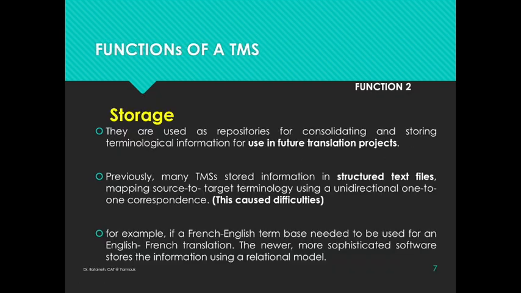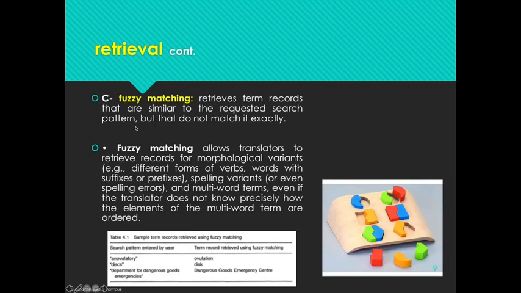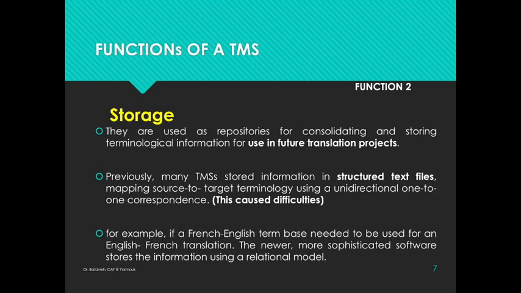As we mentioned in the definition of TMS, there are three main functions of a TMS. The first one is to store information. The second one is to retrieve information, and the last one is to manage, right? Let's go and check them one by one. TMSs are used as repositories for consolidating and storing terminological information for use in future translation projects. We basically store information in order to use it in our projects.